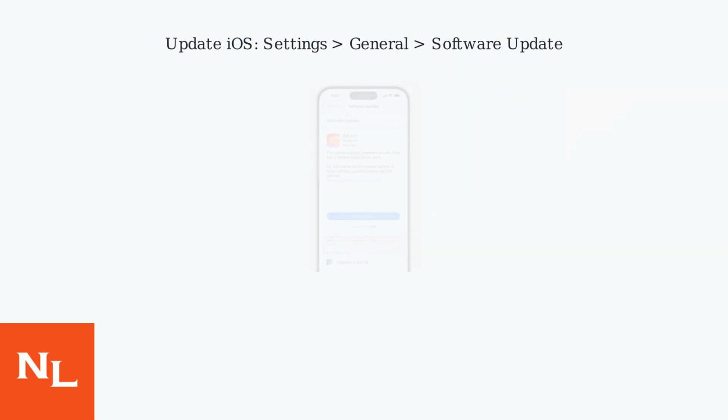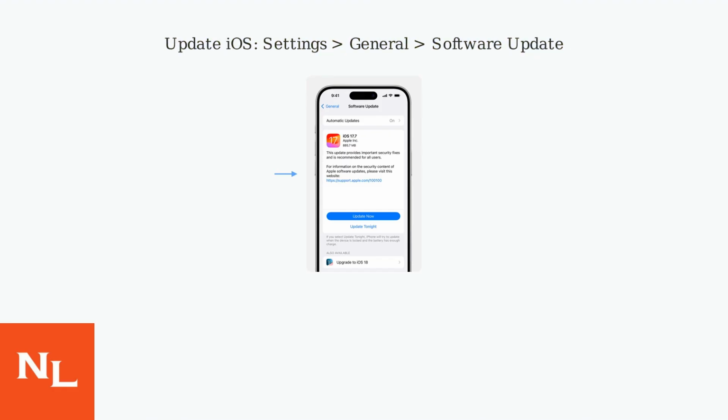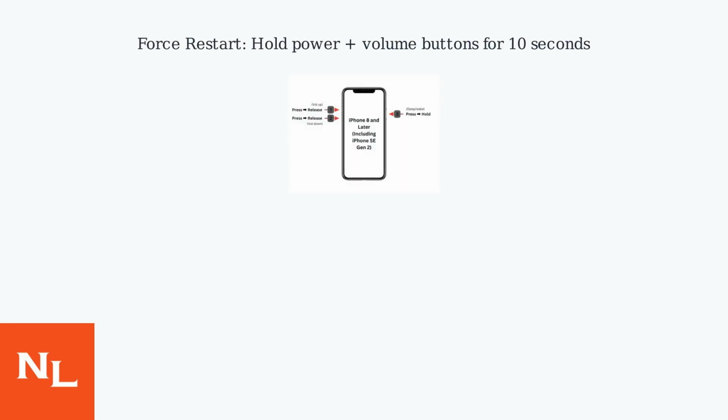Start by ensuring your iPhone 17 is updated to the latest iOS version, currently 18.1. Navigate to Settings, then General, and select Software Update. Next, try a force restart to recalibrate the sensors. Hold the power button and either volume button for 10 seconds until the Apple logo appears.